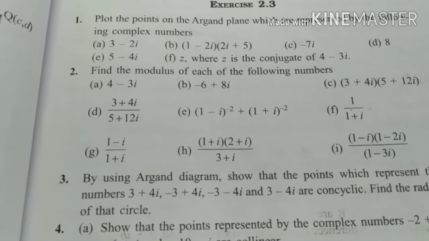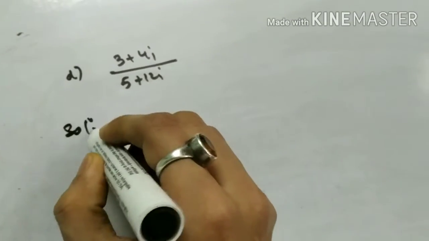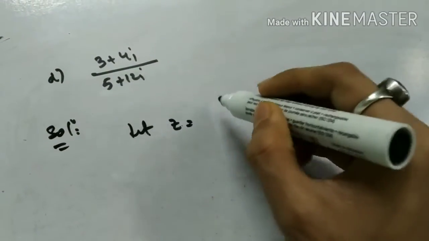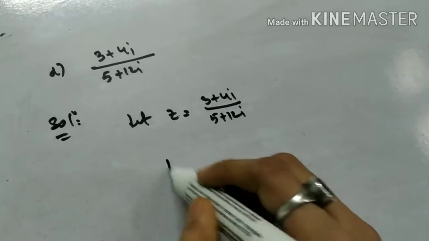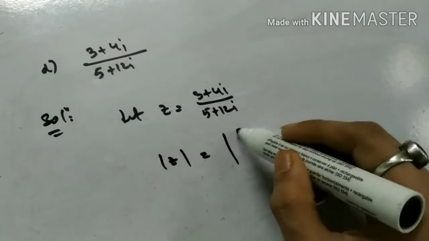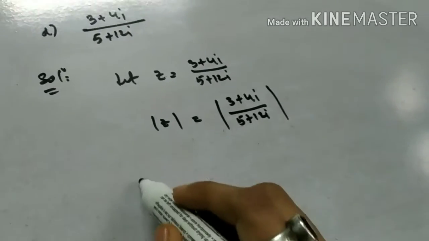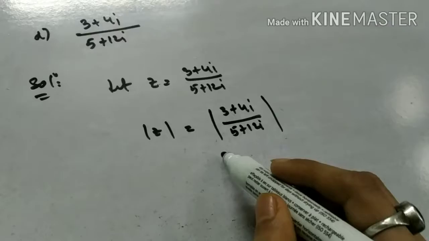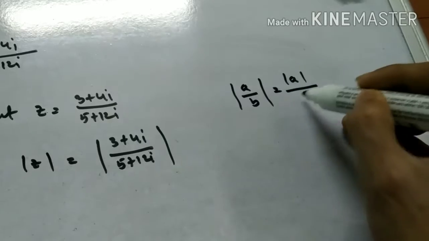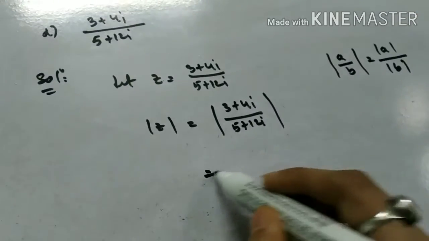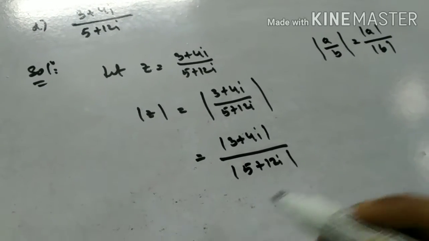So question number D. First of all, let z equal (3 + 4i) / (5 + 12i). So modulus z is the modulus of (3 + 4i) / (5 + 12i). We know from the property that modulus of a/b equals modulus a by modulus b. So it becomes modulus of (3 + 4i) by modulus of (5 + 12i).